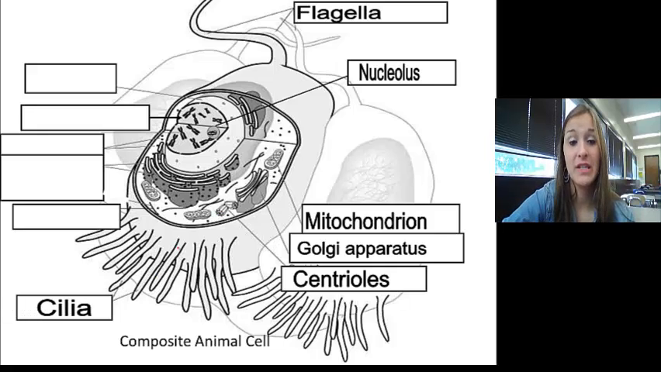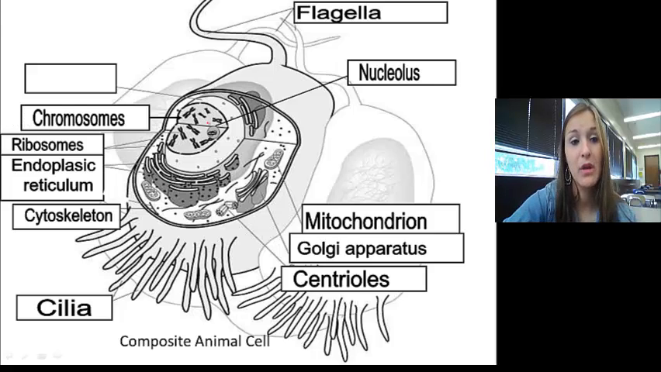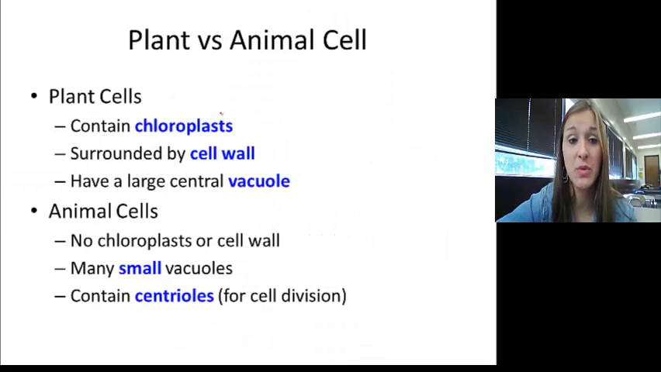We have cilia, which are these little hair-like structures that move back and forth. We have the cytoskeleton, which is helping to keep the shape of the cell. We have the endoplasmic reticulum, which you can see here. Ribosomes, which are those tiny little dots that are making proteins. Chromosomes, which are the DNA that's inside of the nucleus. And we have our nucleus itself. So here are all the major organelles that you need to know.